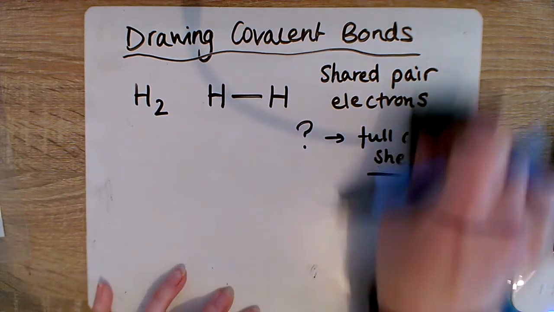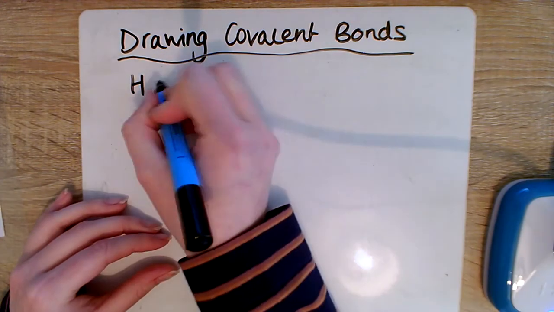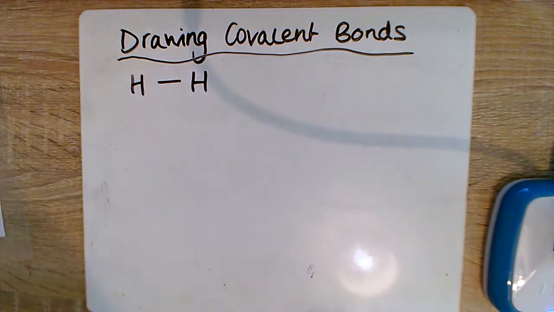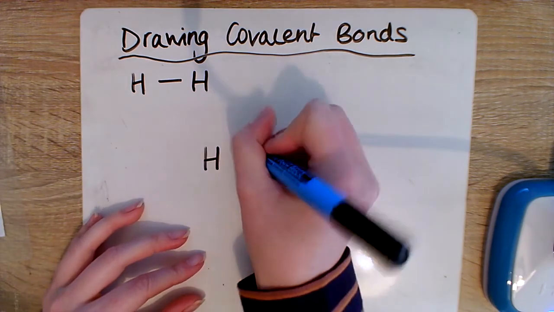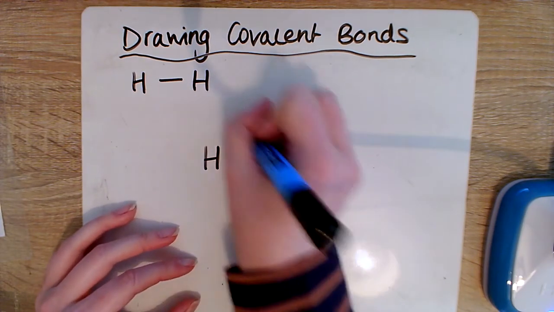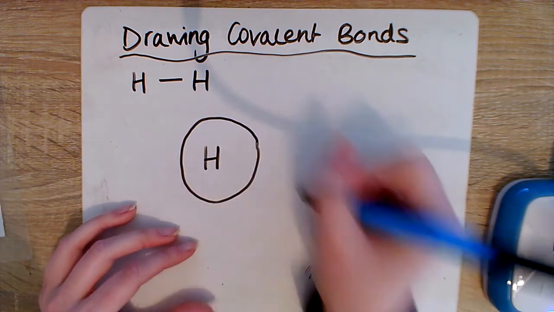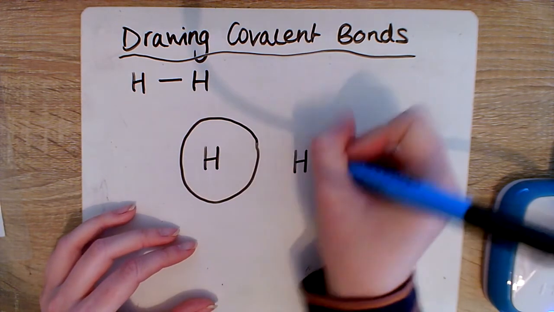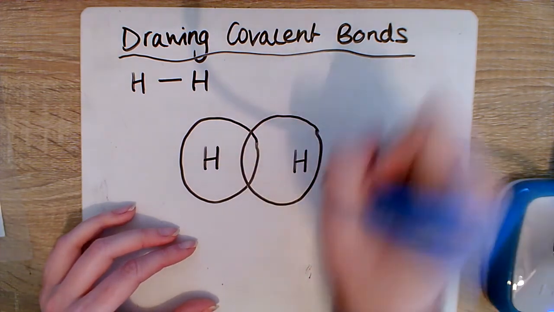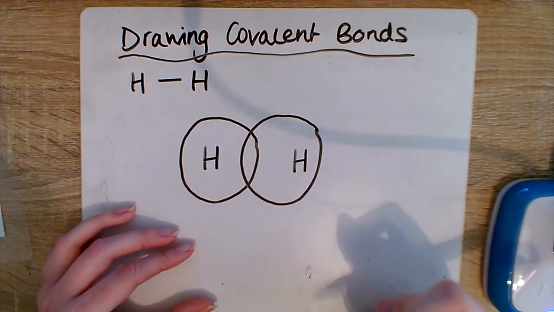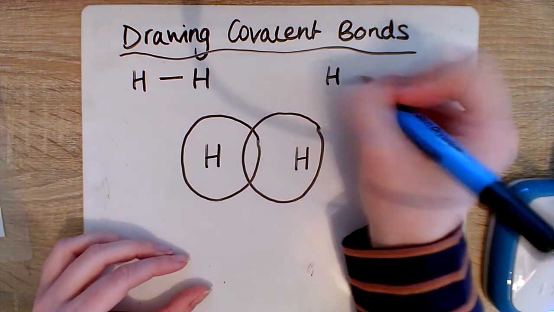So let me just get rid of this. So we know that the structure looks like this. So hydrogen bonded to hydrogen. So our atoms are joined. Now when we draw them, we're drawing the electron levels, the shells, but because they're sharing electrons, we have a bit where it is overlapped here. So that's how I'm going to start out by drawing my structure for H2.